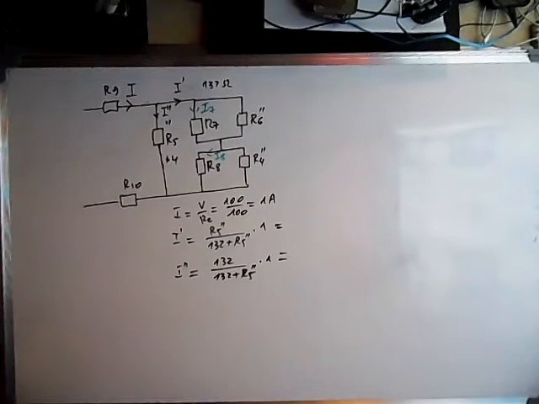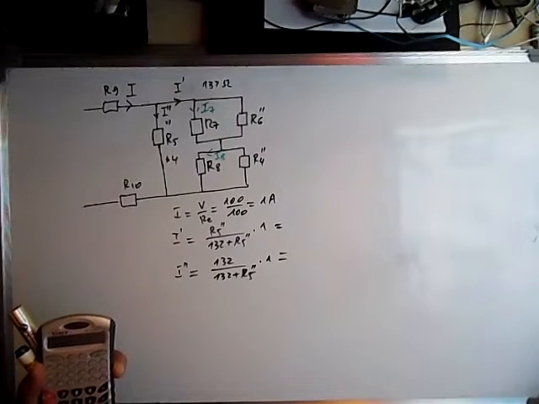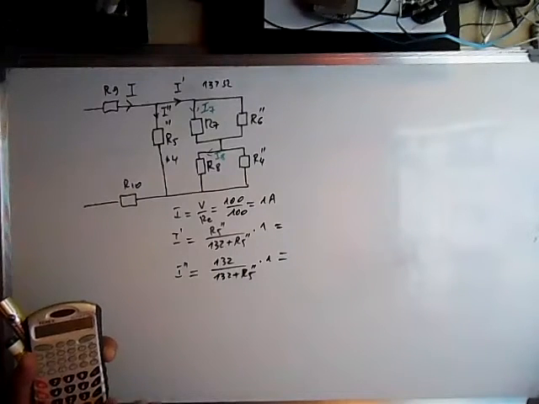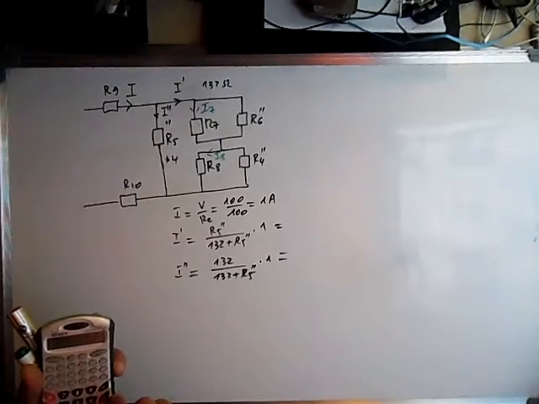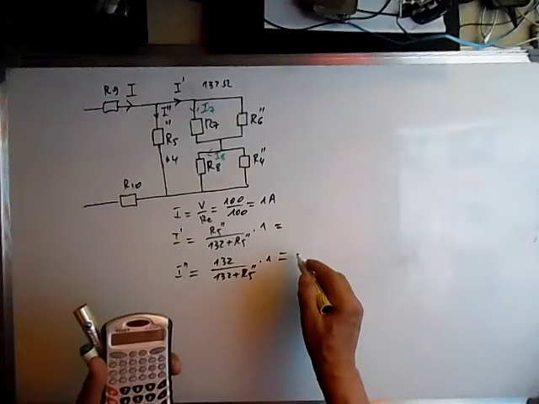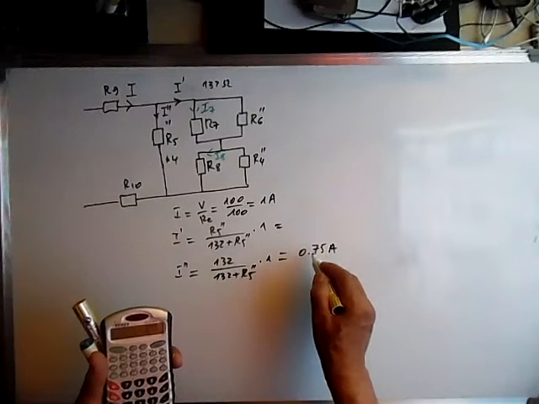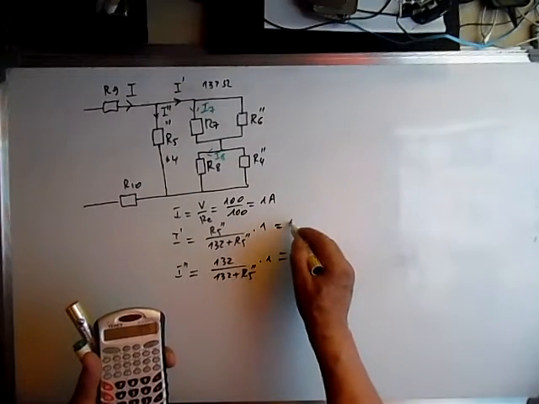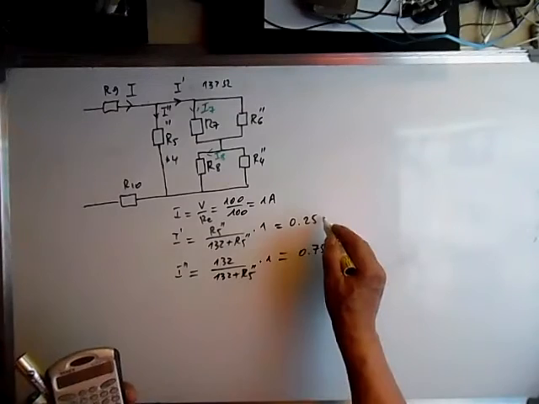Well, where is my calculator? I will calculate it because 132 plus 44, 1 over times 132. This will give us 0.75 amps, and this will give us the rest 0.25 amps.